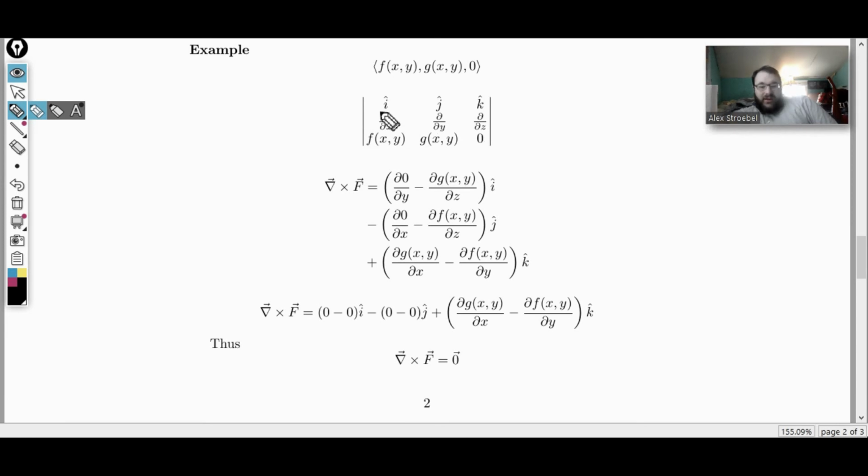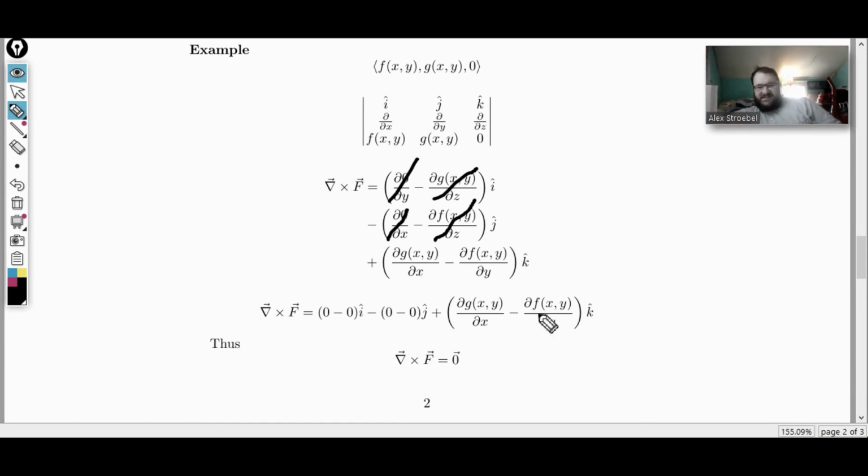The i component is this crisscross, the j component is this crisscross, the k component is this crisscross. We set that up. This is 0, right? Because if you take the derivative of 0 with respect to anything, it's going to be 0. There is no z component in this, so that's going to be 0. There's no z component in f of x, y, so that's going to be 0. So what you have is the vector 0, 0, and then this stuff.